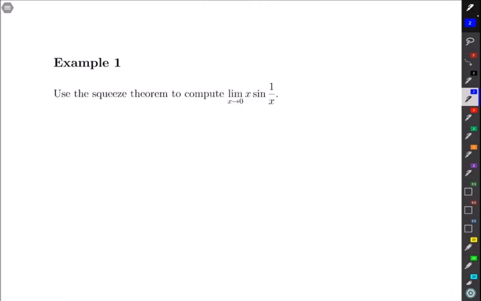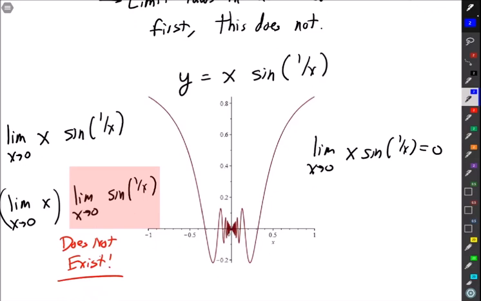So here's our first example, the same one we sort of talked about in the first video. So I want to use the squeeze theorem to compute the limit as x goes to 0 of x sine 1 over x. We'll jump back to the graph real quick to show you what we're looking at here, and it's that. The limit should be 0. So the picture tells us that's what we're looking at here.